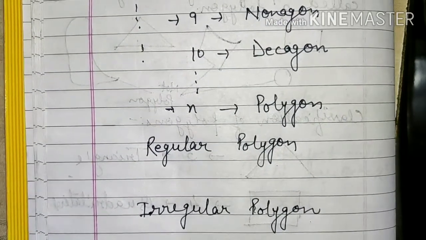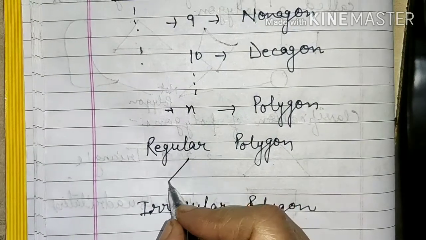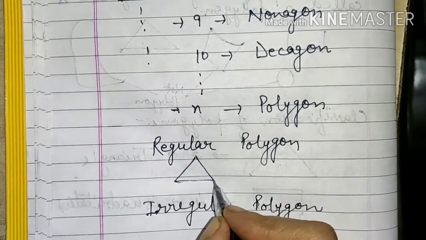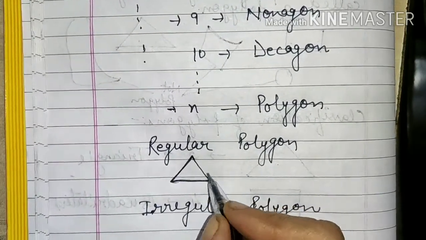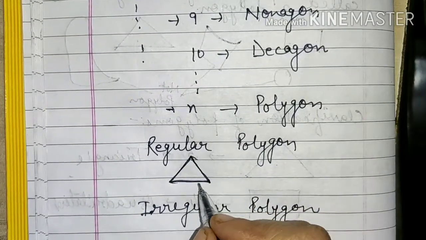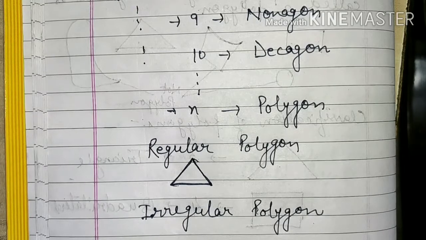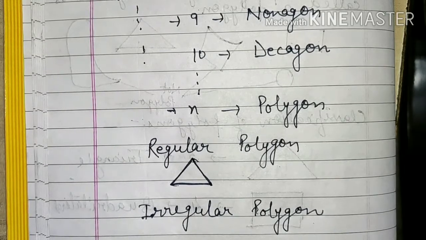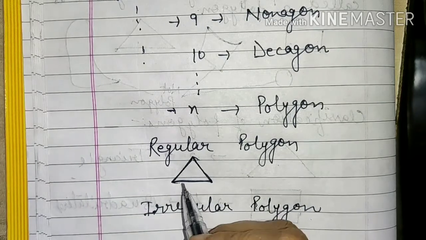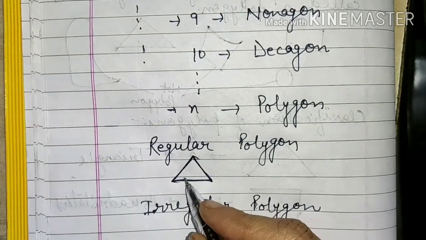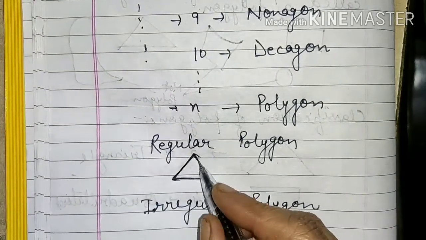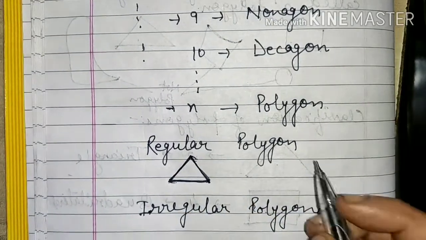Regular polygon means all sides and angles are equal. If we are talking about a regular polygon of 3 sides, that means we are talking about an equilateral triangle, because all sides and all angles should be equal in any regular polygon.